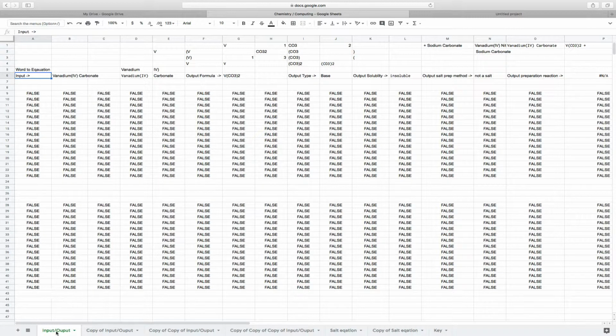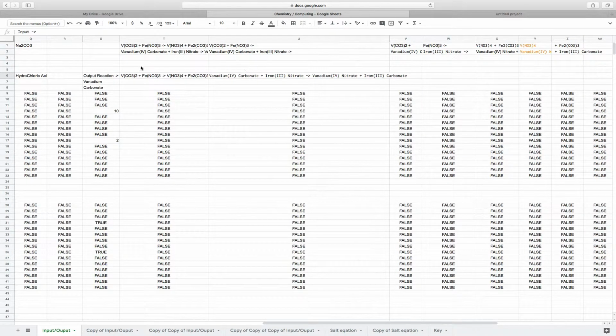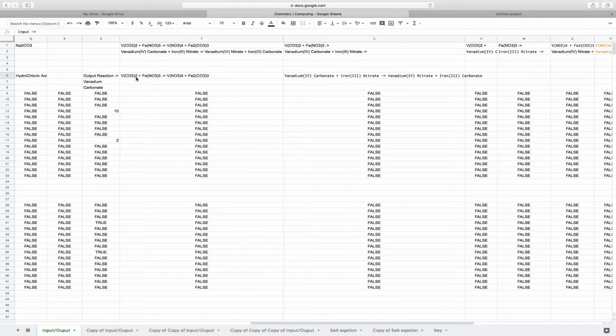And to the magical land of the original sheet that has no copy in front of it. And as you can see, this is where this final bit comes in. As you may remember, we did vanadium carbonate, which is this right here, and iron nitrate. So now it reacts them together, and so if we extend this, you see it is vanadium carbonate plus iron nitrate goes to vanadium nitrate plus iron carbonate. And these are of course all the correct formulas.